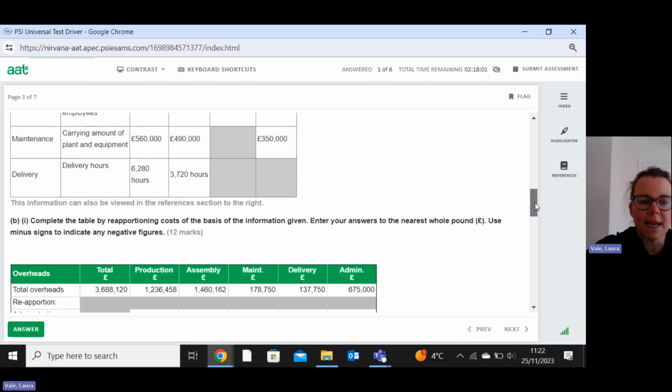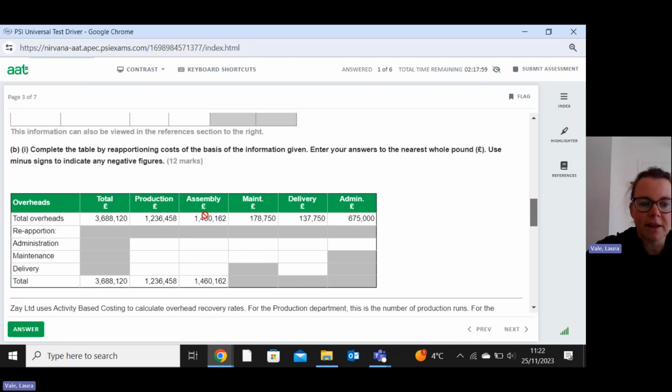Right, so we've got to complete the table. So there you've got your total overheads done for you. So we've got to complete this by reapportioning costs on the basis of the information given. Now make sure you read the task instructions. So enter your answers to the nearest whole pound. Use minus signs to indicate any negative figures.